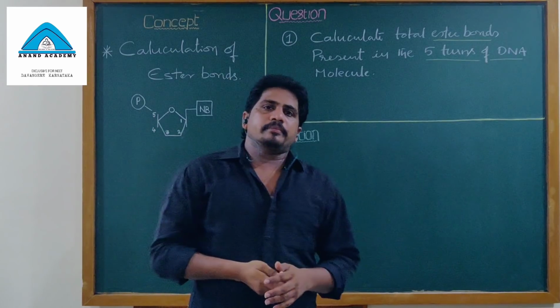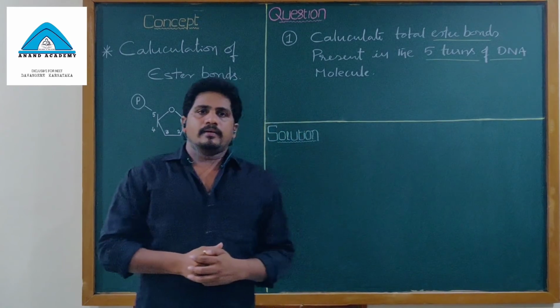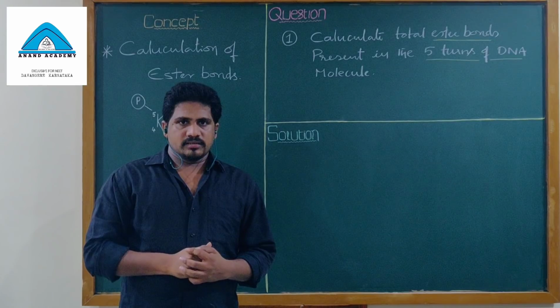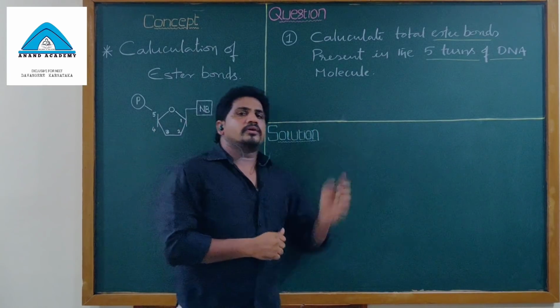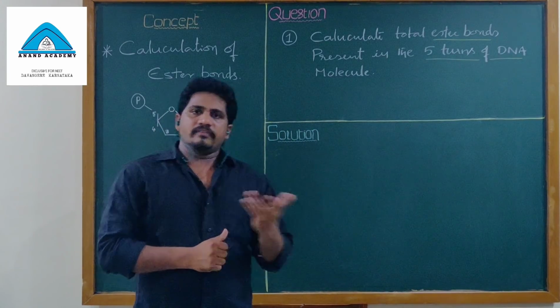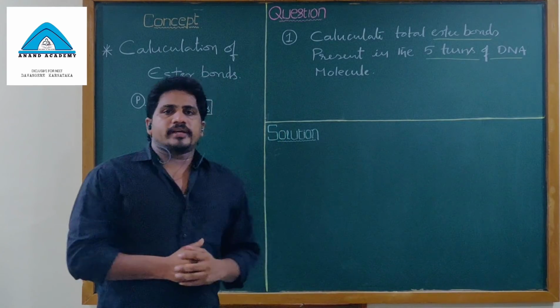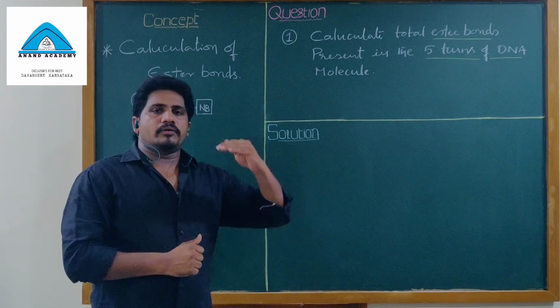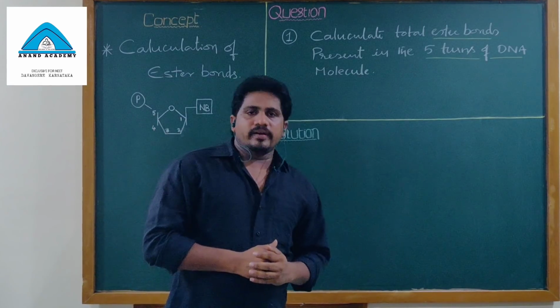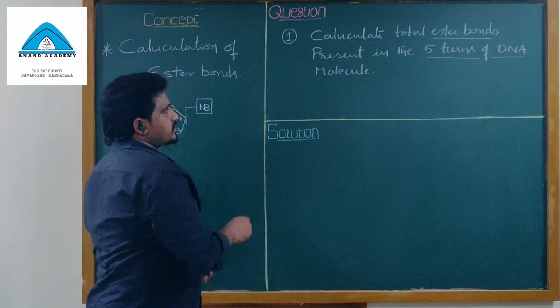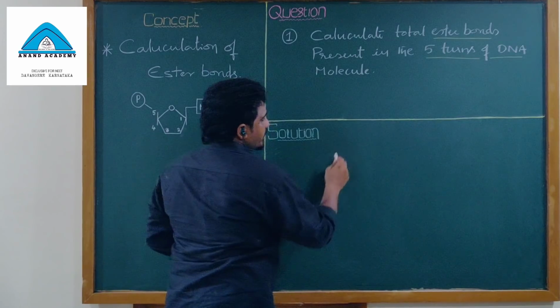Generally, ester bonds can be identified because of the number of nucleotides, right? Where nucleotides are given directly, we can use the formula 2n minus 2. But in this question, nucleotides were not given. So we have to derive the nucleotides from the given data in the question, that is 5 turns of DNA.